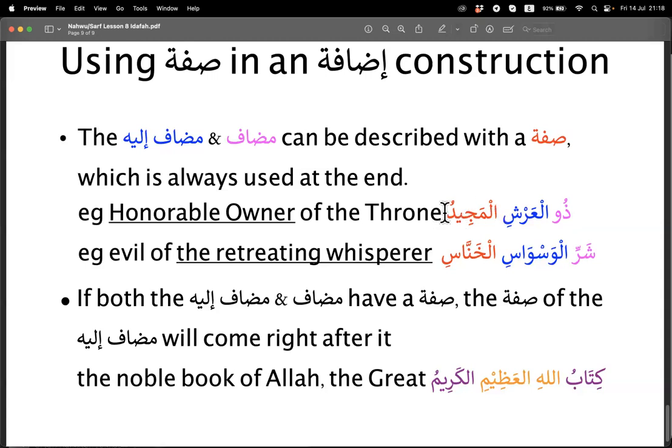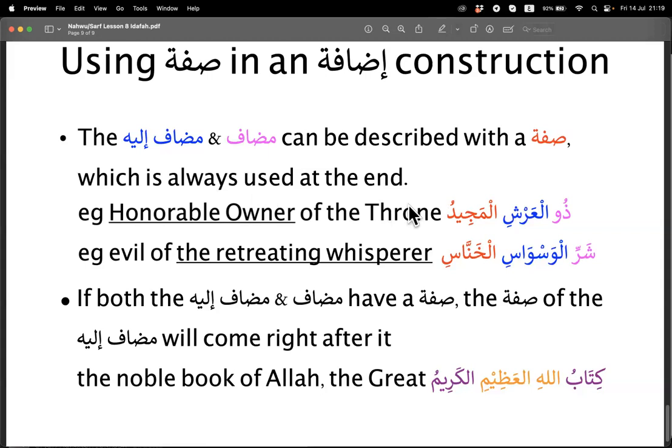So this is mudaf, mudaf ilaihi, sifah to the mudaf. When you translate, Zu is owner of the throne. And then Majid, since it's the sifah of the owner, it's not at the end when you translate, it's right in the front, because you say good boy in English, right? You say the sifah first and then the thing. So, honorable owner of the throne.